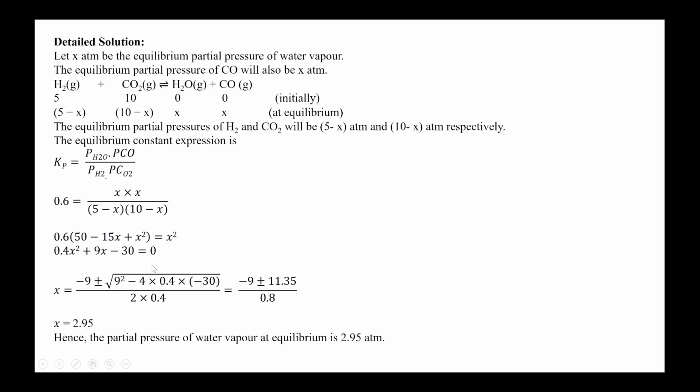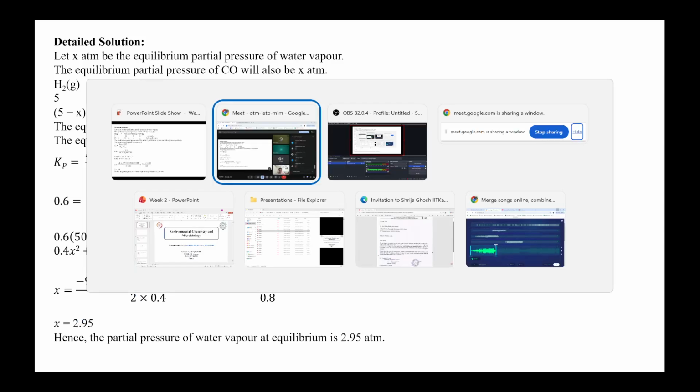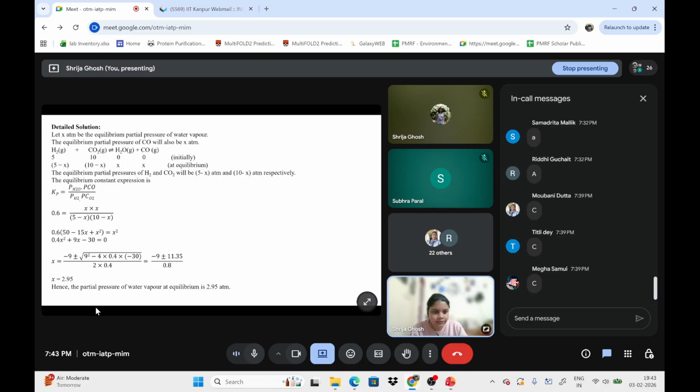So this is a quadratic equation. You all must have learnt in school how to solve the quadratic equation. So x will be equal to minus b plus minus square root of b square minus 4ac divided by 2a. And you can put the values in, and you will get two values. One will be negative, so you can ignore that because partial pressure cannot be negative, and the second value will be the positive value, which is the correct answer. So here we are getting x is equal to 2.95. That is the correct answer. So people who have answered option C, well done. People who haven't answered, I hope this is clear now.